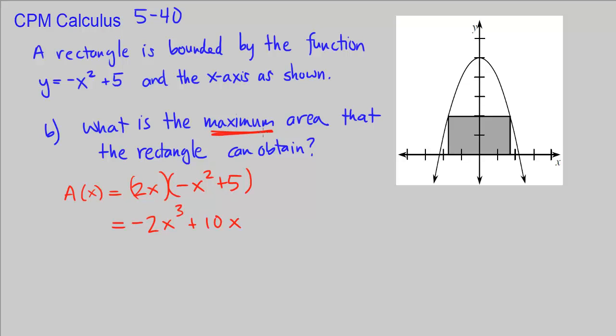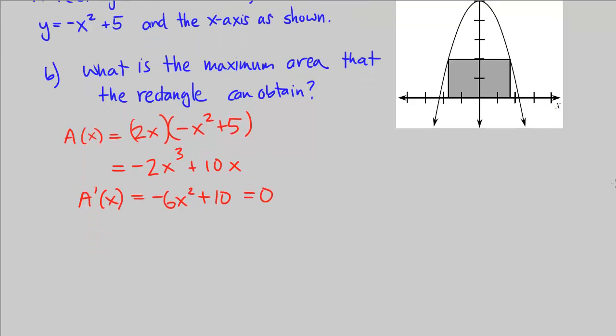And to find the maximum area, we want to set the derivative equal to 0, right? So the derivative is negative 6x squared plus 10. Setting that equal to 0, solving for x, we subtract 10 from both sides. We get negative 6x squared is equal to negative 10.